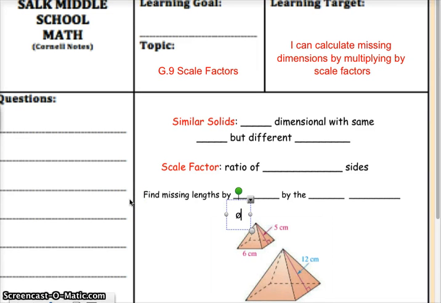Welcome to the second to last section of our geometry unit, G9. What you can do today: you can calculate missing dimensions by multiplying through by the scale factor.